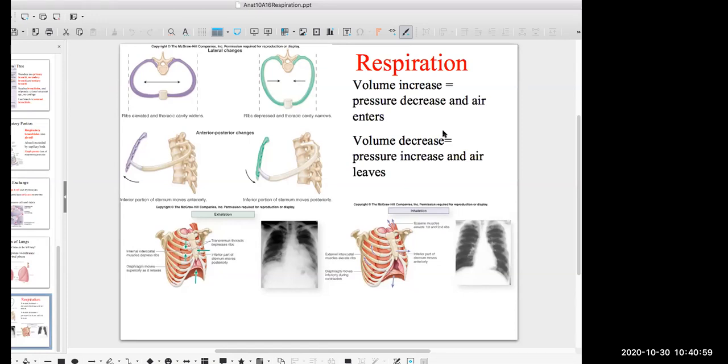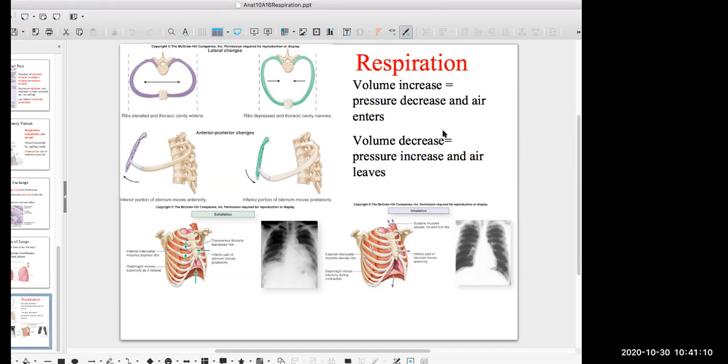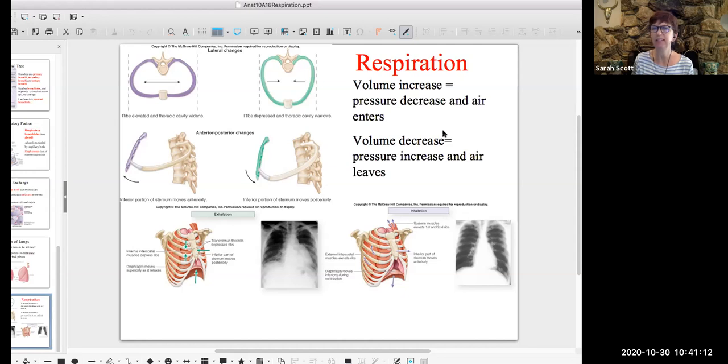Would an example be like if you had a balloon and you just squeezed it, you're creating less volume, which happens to be more pressure? Right. And then the air pushes out of the balloon faster if there's a hole. Yeah. It's just basic physics, like Boyle's law, right? Yeah. The volume relates to pressure inversely.